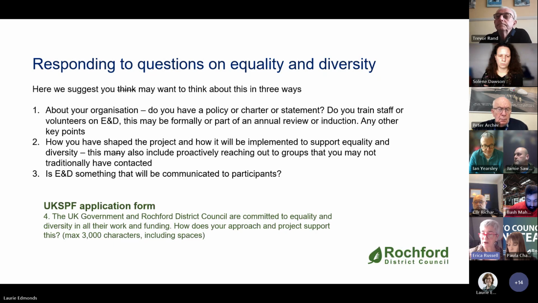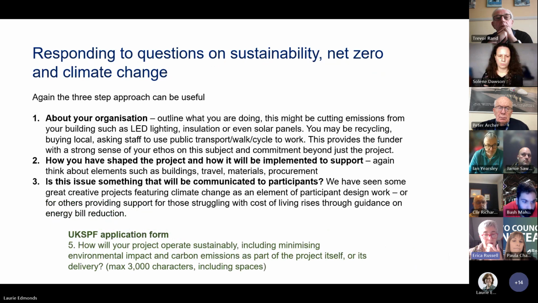Now, not all projects fit within that sort of method. You might be doing a major capital work, but it's thinking about it. It's setting the scene for your own ethos, and then how you've thought about it within the project. Next slide, please.